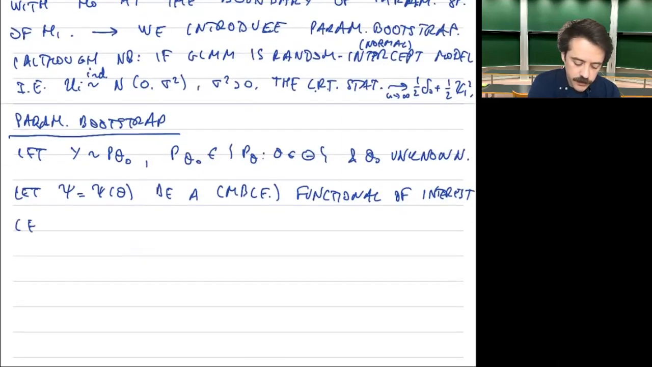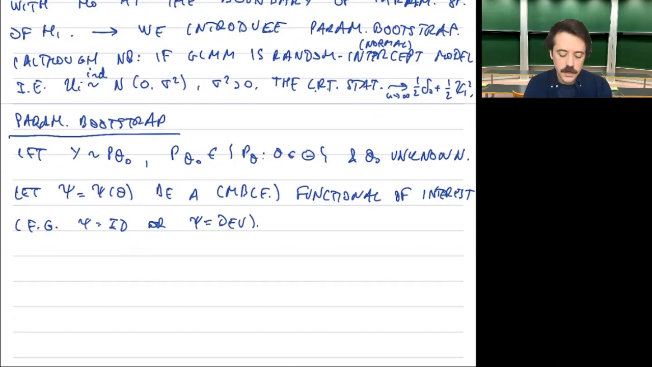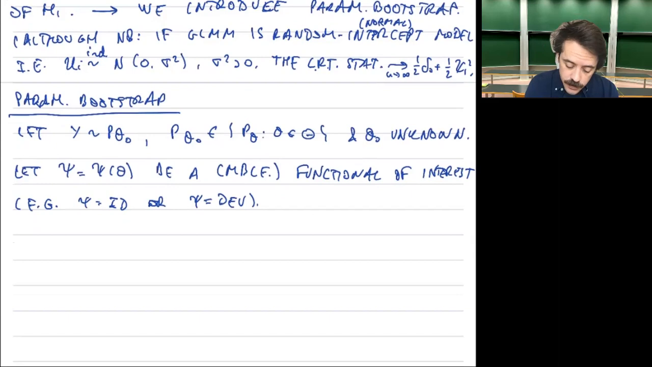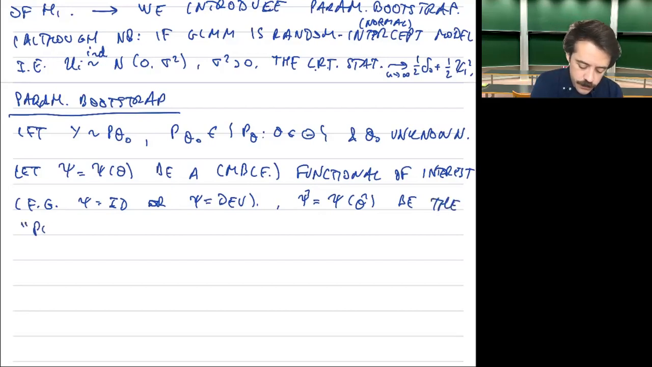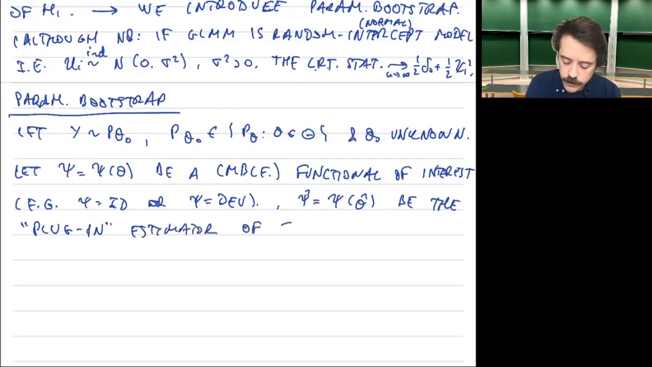Okay, so examples of these are the identity, for instance. As in, we're interested in the theta itself, or we're interested in the deviance, in these GLMs. Okay, and then the next thing is to write this psi hat, which is just the image of the estimator that we have at hand. This is what we call the plugin estimator of this psi.